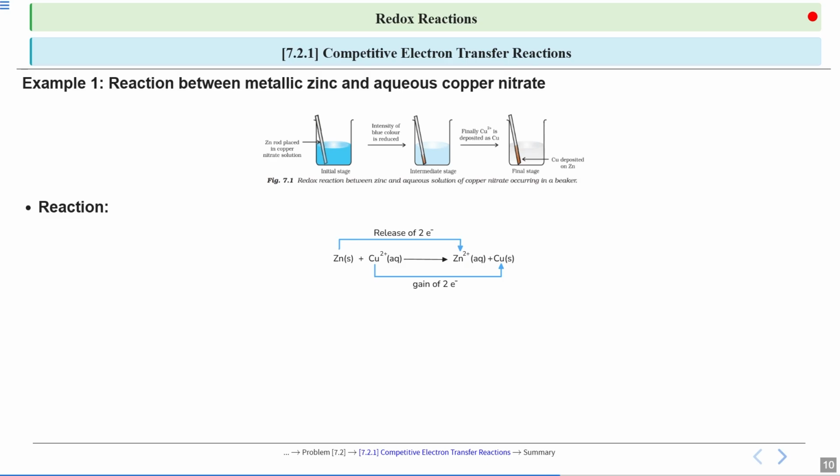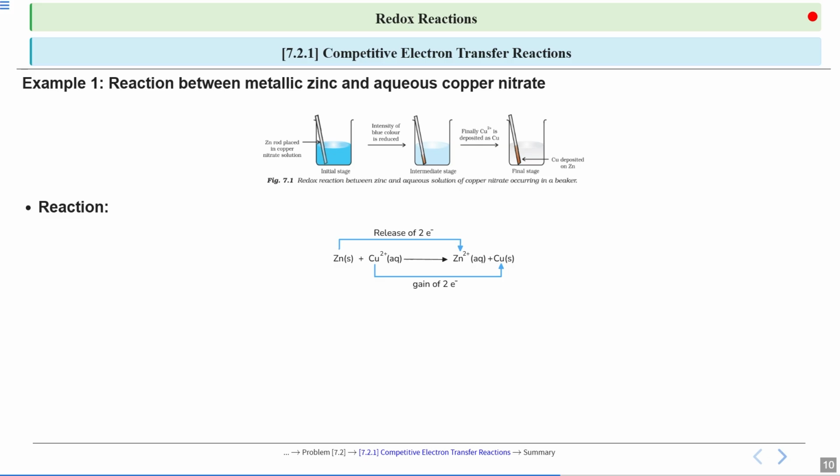Zn plus Cu2+ gives Zn2+ plus Cu. Here I have written just Cu2+ because the exchange of ions is taking place, as the brown color deposition is also of copper. In the copper nitrate solution, Cu(NO3)2, the copper is present in the Cu2+ state, while zinc is present as Zn. So in the reactants, zinc is in 0 oxidation state, while Cu2+ is in +2 oxidation state.